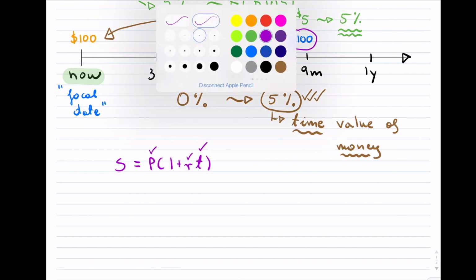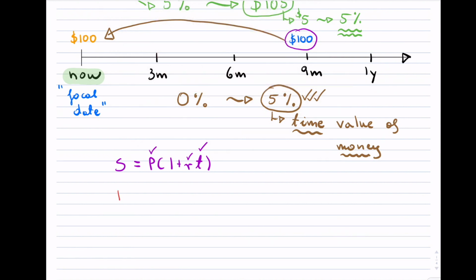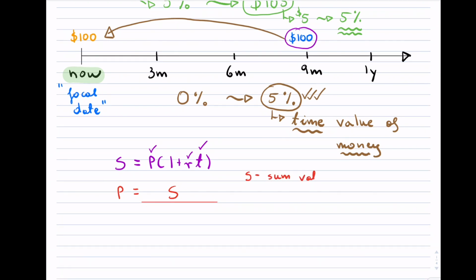So we're going to have to use the present value, which is just a manipulation of the formula above, and that's going to be your future value, or the sum value. That's why I'm writing S. S stands for sum value, the sum of your principal plus your interest. Very often this is simply referred to as future value.